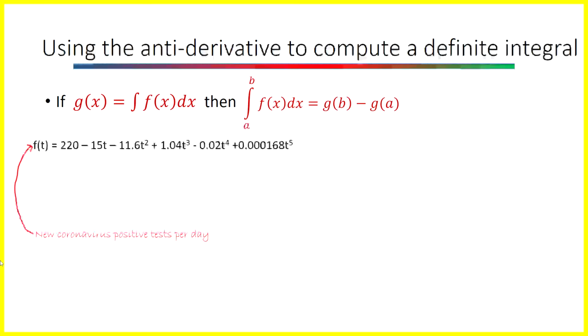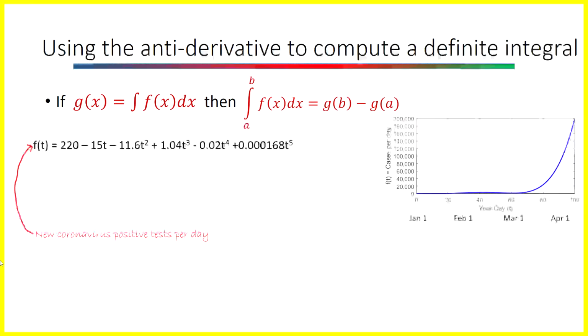Here's a graph of the function that actually goes out a little further into the future. Note that year day 100 is April 9th, and I'm recording this on March 29th, so this is now a prediction 11 days into the future. Alright, next let's use the tools that we've learned to compute the integral of f of t, which will allow us to estimate the total number of people that have gotten the coronavirus.